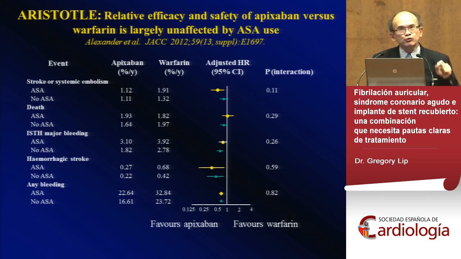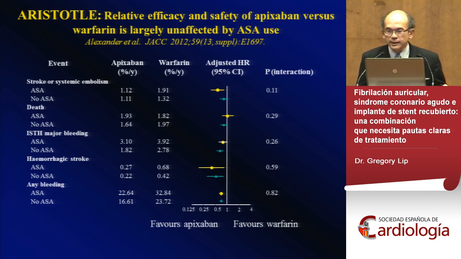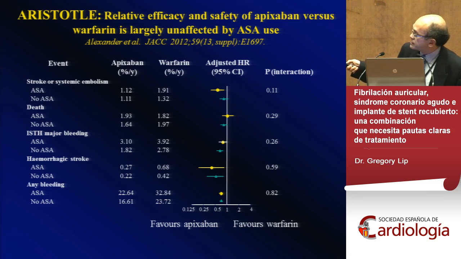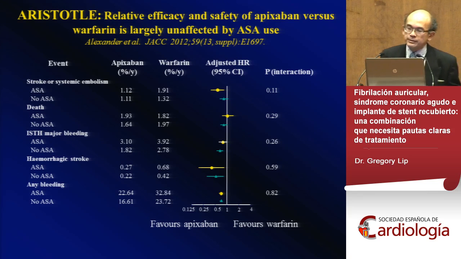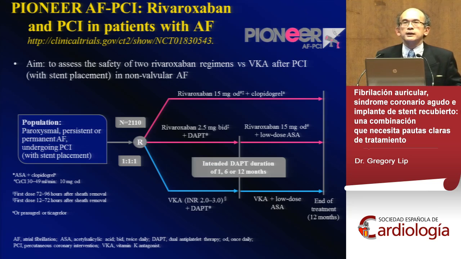So the absolute rates may be higher. For example, for a major bleed, you will see that the aspirin-treated patients are higher compared to the no-aspirin-treated patients. So the absolute rates are higher, but the effect size is non-significant. The p-value for interaction is non-significant. So ultimately, we're going to need randomized trials with the NOACs. Just to point out, two are in progress: one started, one is just about to start.